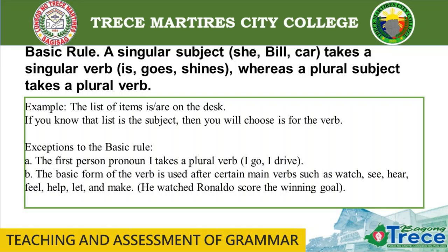There are also exceptions to the basic rule, which is A. The first person pronoun I takes a plural verb, like I go or I drive. Next is letter B. The basic form of the verb is used after certain main verbs such as watch, see, hear, feel, help, let, and make. As for example in here, he watched Ronaldo score the winning goal.